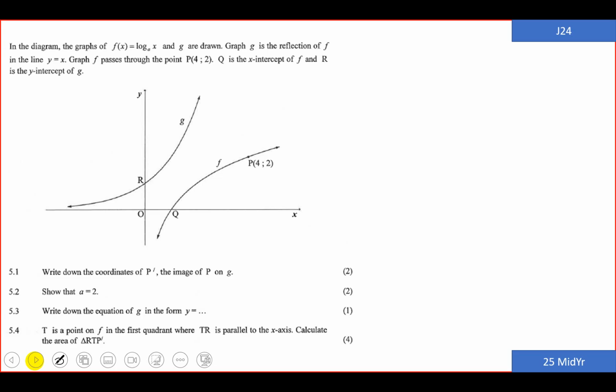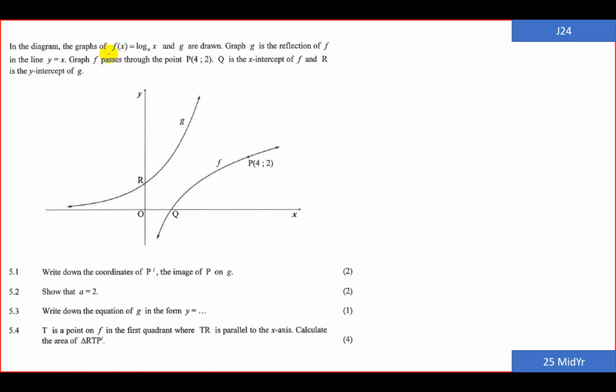Hi, in this video, we're going to be looking at a question from the NSC sub-paper, May-June 2024. It's a question on functions, and it's pertaining to the log graph and the inverse of the log graph, which is the exponential graph. So, we start off with the question.